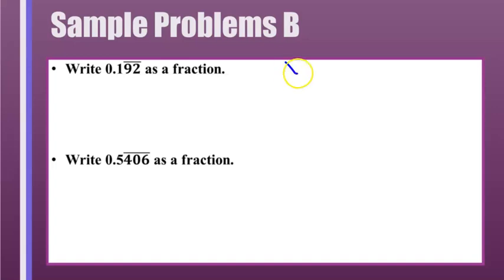So we're going to start off with x equaling 0.192 with the 92 being repeated. Now I need the decimal point to be just to the left of the repeating digits. So I need this to be after the 1. So to do that, I'm going to multiply that by 10. So this is going to be 10x equaling 1.92.